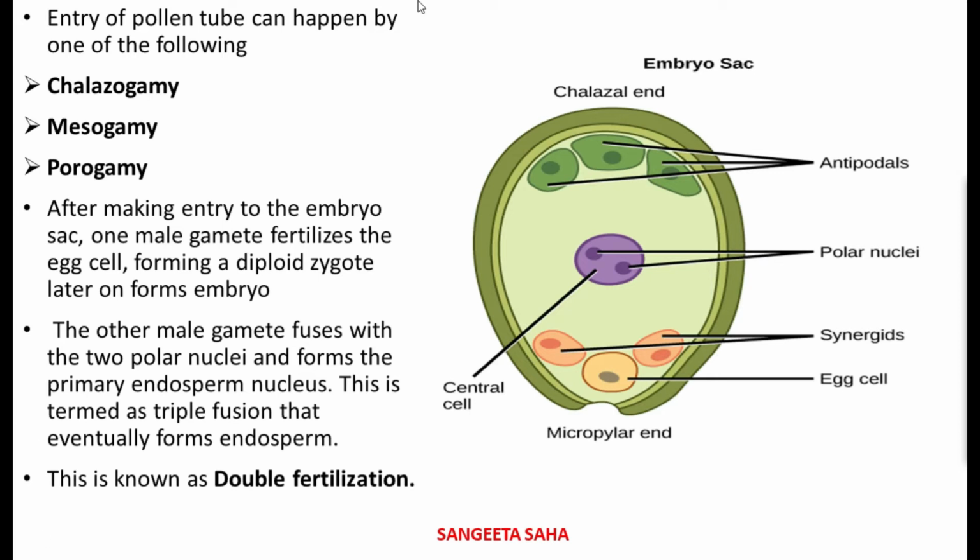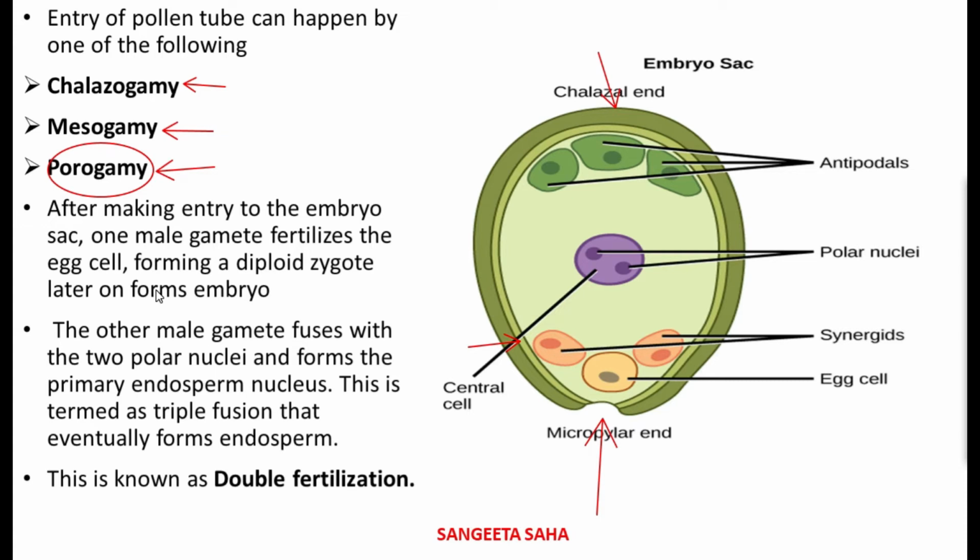If the pollen tube enters through the chalazal region, then it is said to be chalazogamy. If the pollen tube enters through the integument here, then it is said to be mesogamy. And if the pollen tube enters through the micropyle, then it is said to be porogamy. Now the most common entry of the pollen tube is the porogamy.